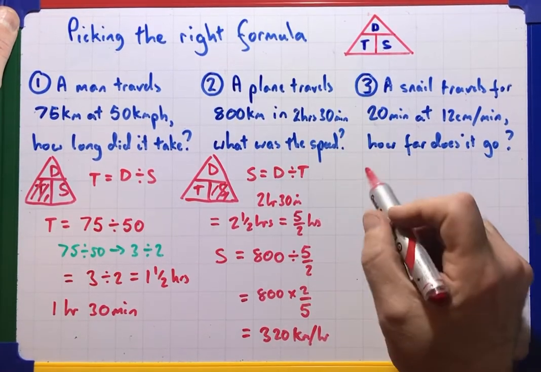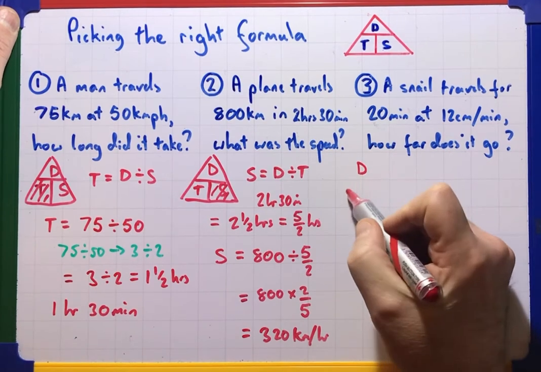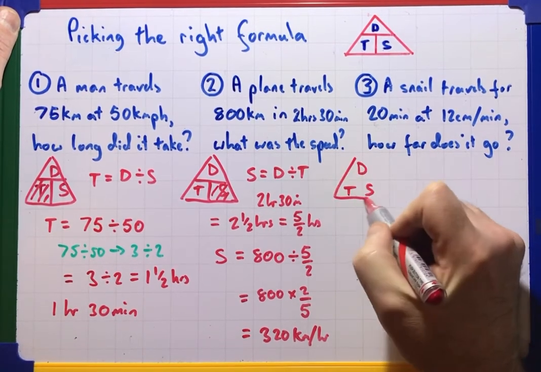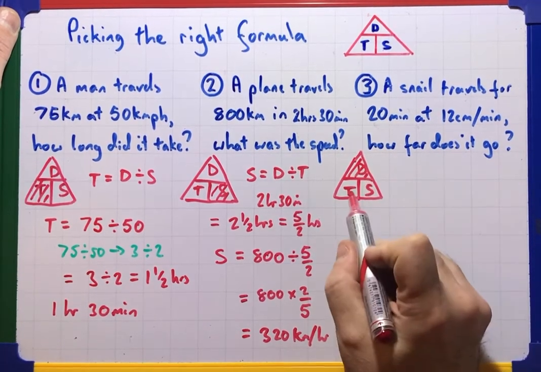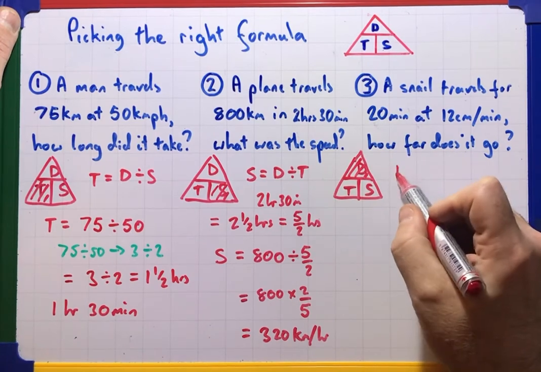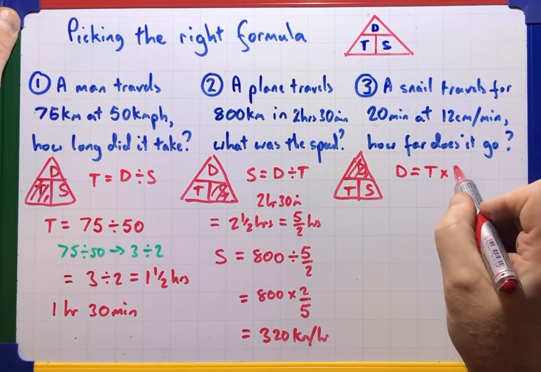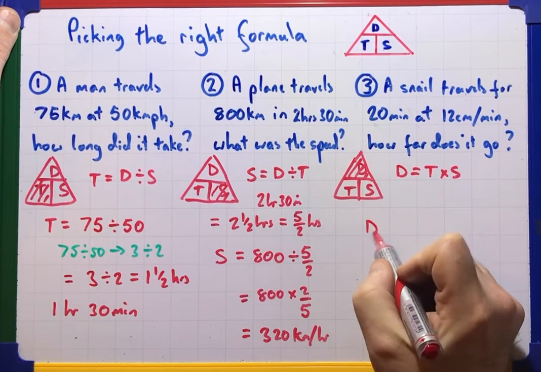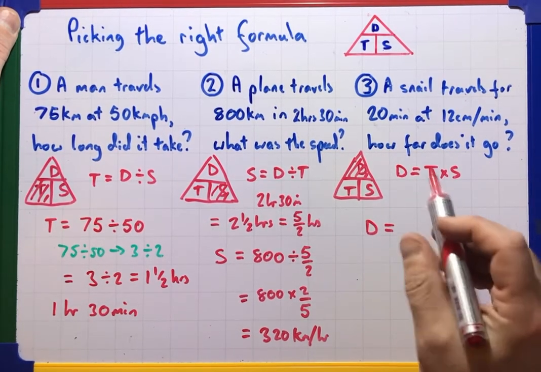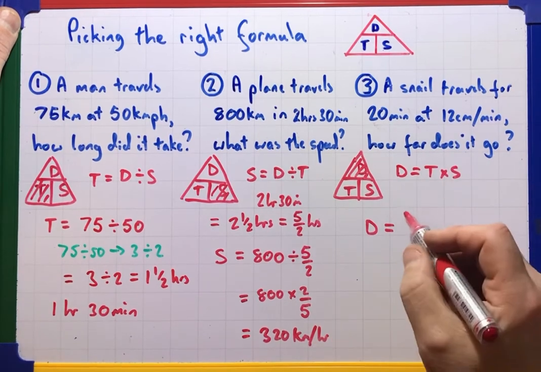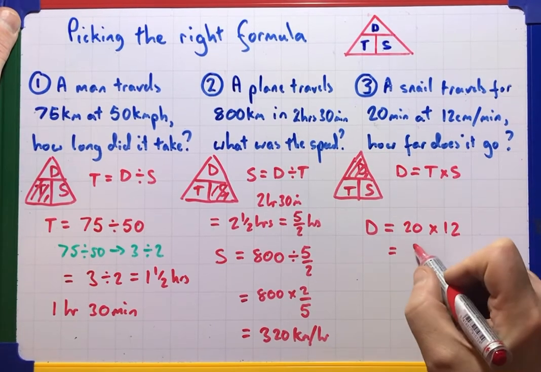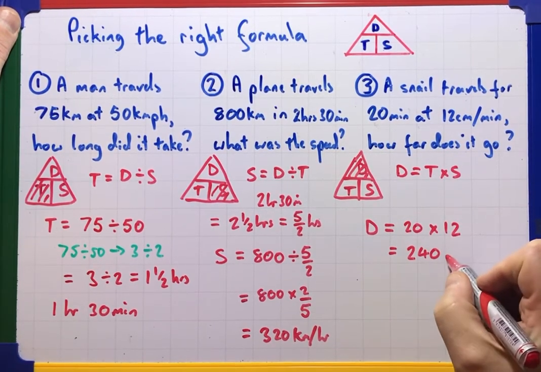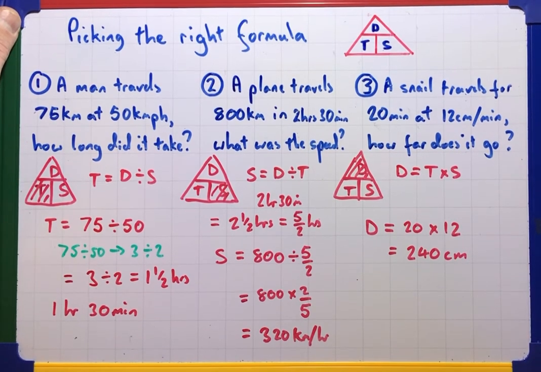Okay, we know distance, time, and speed. Here, we're after the distance. See, time and speed are at the same level, so that means distance equals time times speed. So here, our distance is going to be, now it's minutes and centimeters per minute, so that's fine. So 20 times 12, which gives me 240 centimeters. So the snail's traveled 240 centimeters.